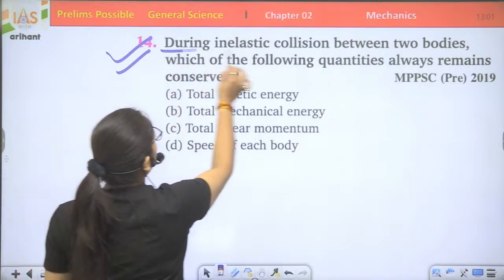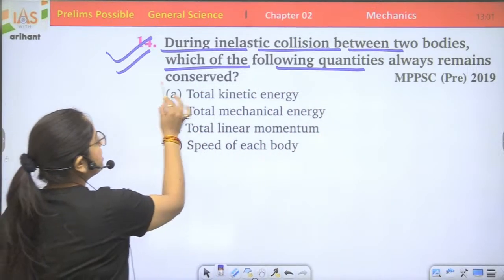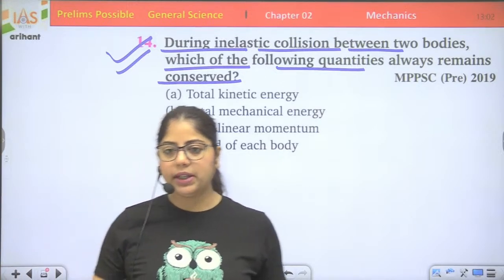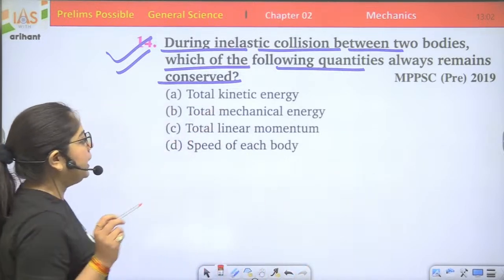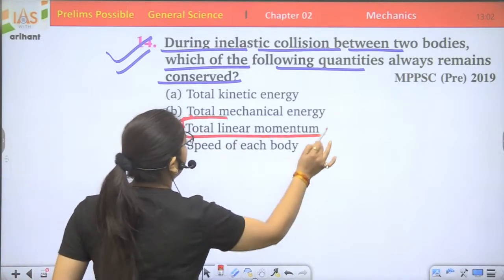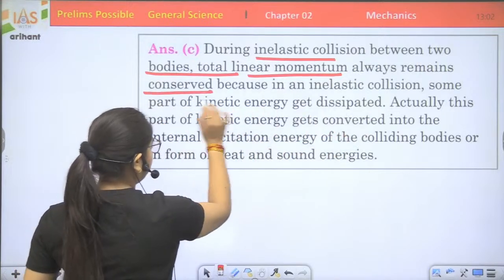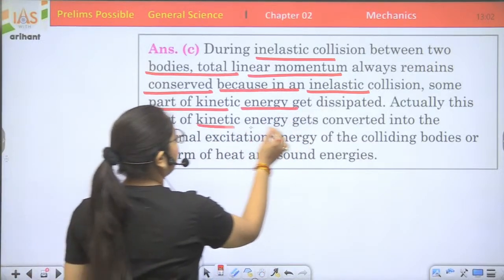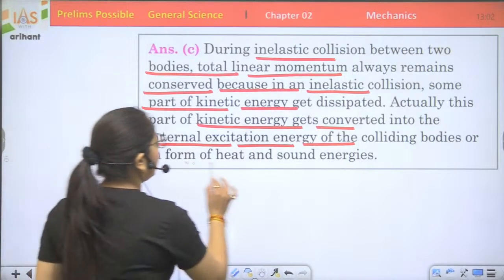Next, question number 14. During inelastic collision between two bodies, which of the following quantities always remains conserved? Total kinetic energy, total mechanical energy, total linear momentum, or speed of each body. What will be the correct option? The total linear momentum always remains conserved, because in an inelastic collision, some part of kinetic energy gets dissipated. Actually, part of the kinetic energy gets converted into the internal excitation energy of the colliding bodies or into heat and sound energies.